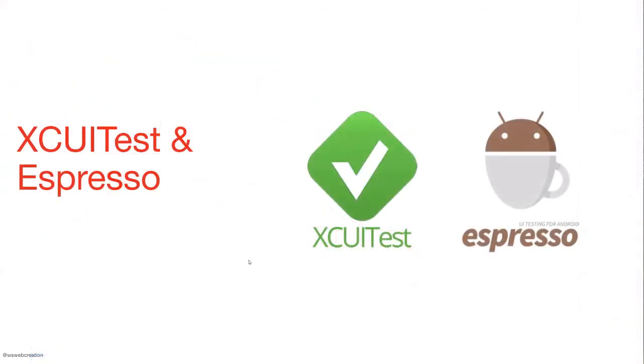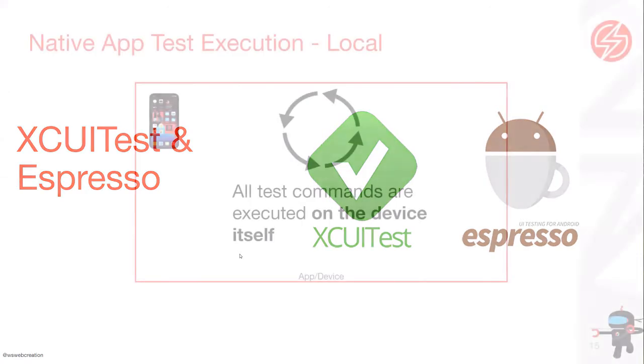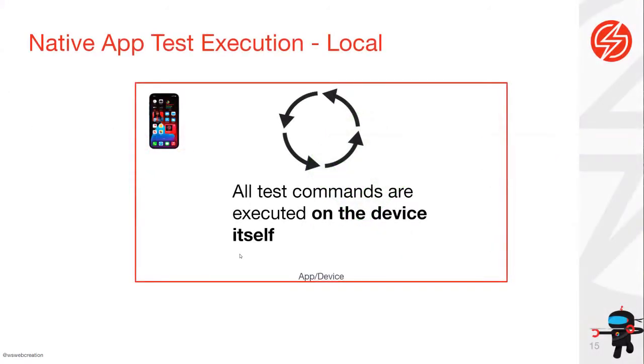So let's contrast that with the native app platform, XCUITest and Espresso. XCUITest for iOS, Espresso for Android. The important thing to understand about this is that when you execute a native app test on iOS or Android, the entire test is executed and controlled from within the device itself.